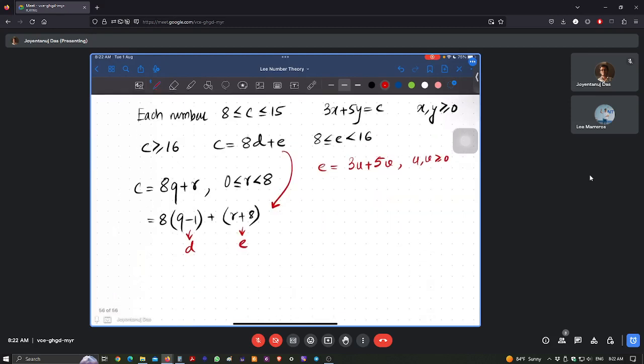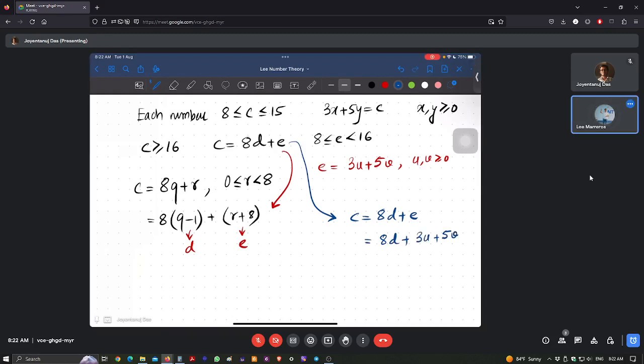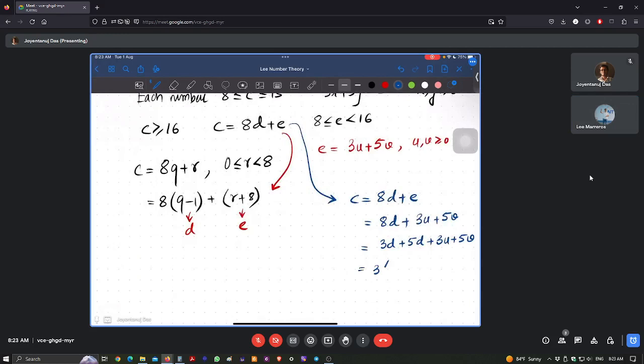Now we'll follow from here. What we have is c equals 8d plus e, so 8d plus 3u plus 5v. Now this 8d I can replace by 3d plus 5d. Now I take the 3 common, so it's 3 times d plus u plus 5 times d plus v.